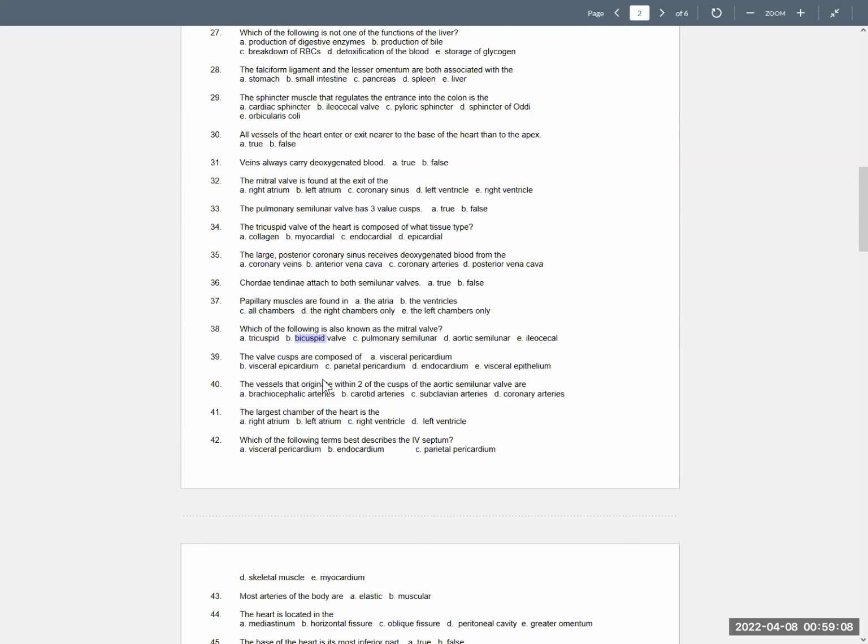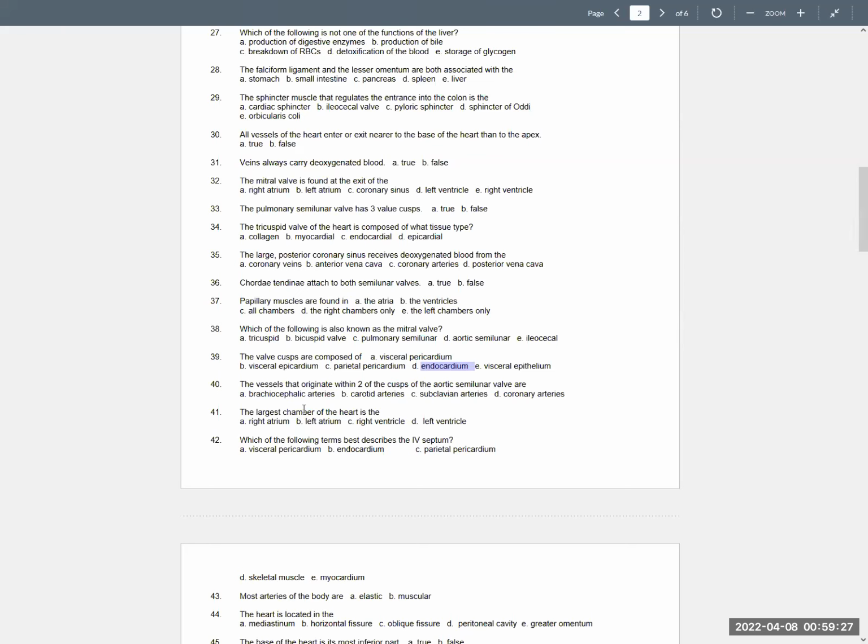39, the valve cusps are composed of what? Well, we actually asked that here on the tricuspid valve. The valve cusps are composed of endocardium. Epicardium, myocardium, and then inside the endocardium.